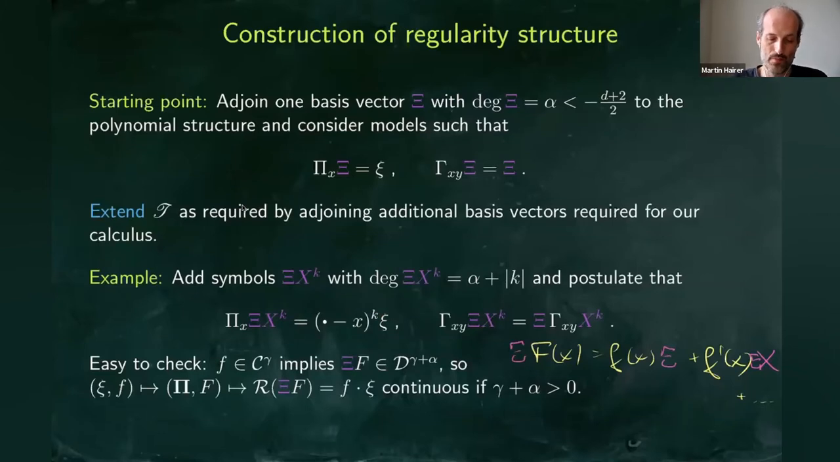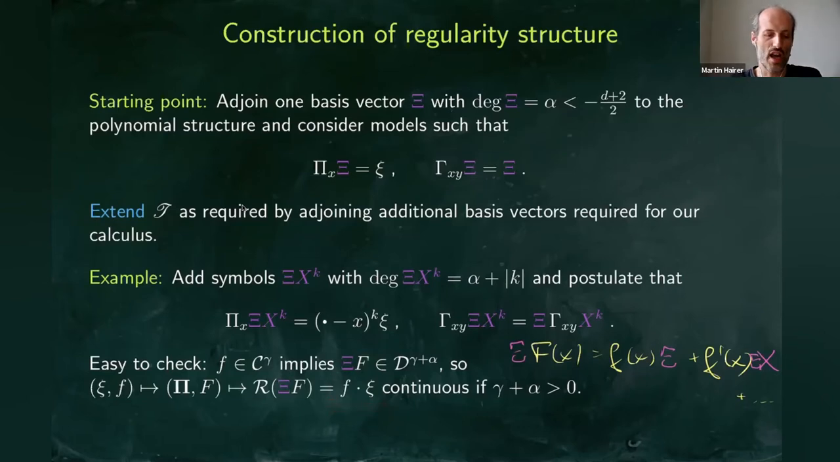And then if you look at the definition of these D gamma spaces, you immediately realize that if you just shift all the degrees by alpha, that just moves you from D gamma into D gamma plus alpha. Okay, so now this guy is in D gamma plus alpha. And as soon as gamma plus alpha is positive, remember that was precisely the condition so that the reconstruction theorem can be applied. And so that guarantees that this guy does represent some actual distribution.